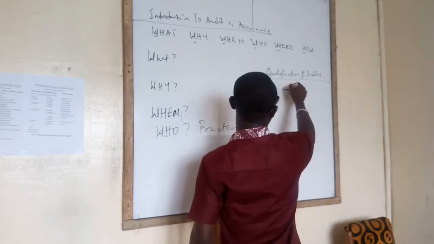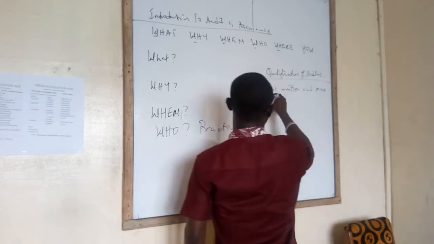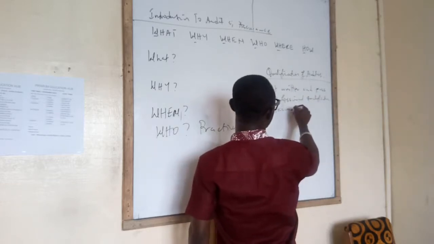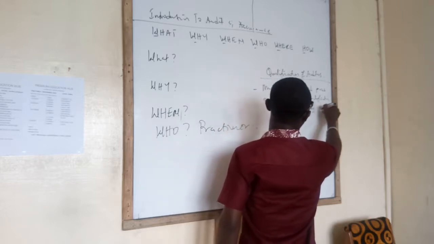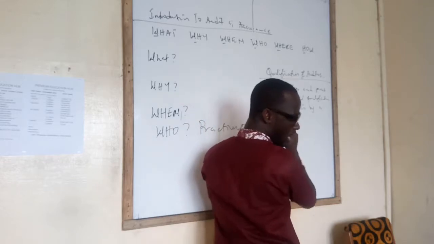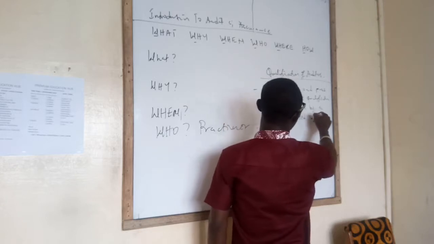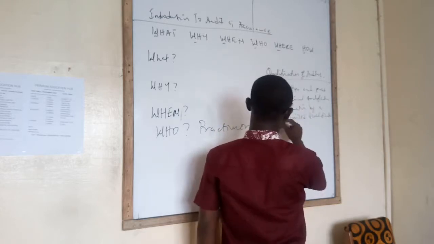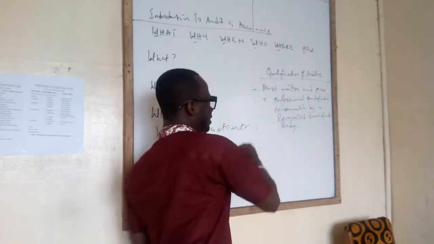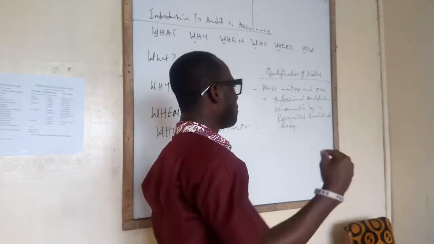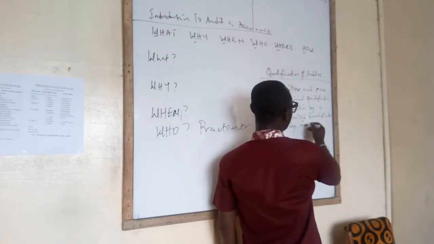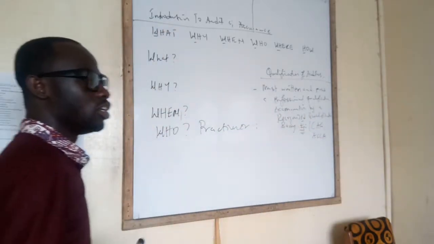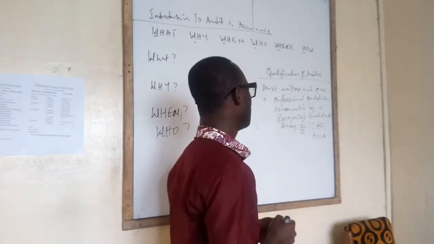So he must write and pass a professional qualification examination by a recognized qualification body. So you must write and pass a professional examination by a recognized qualification body. Examples of this are the ICAG, the Institute of Chartered Accountants Ghana, and ACCA, which is also a recognized qualification body. So you should write their exams and you should pass that exam.